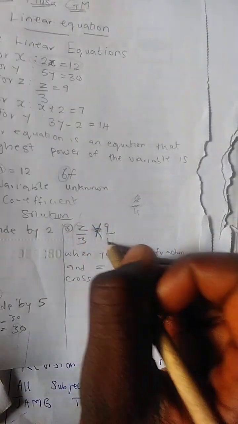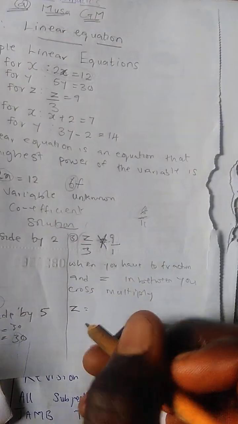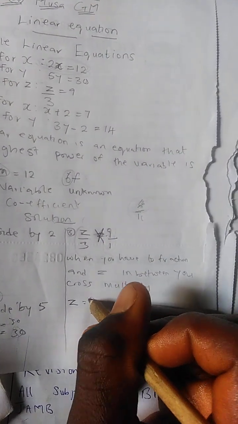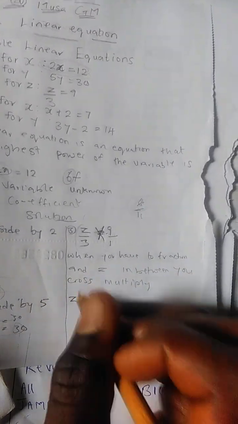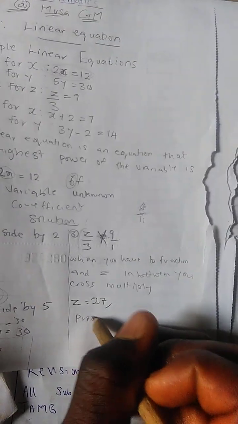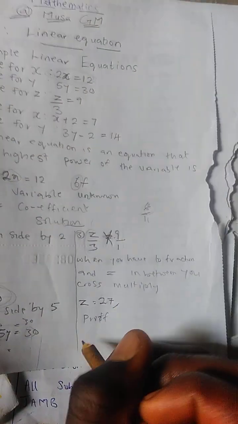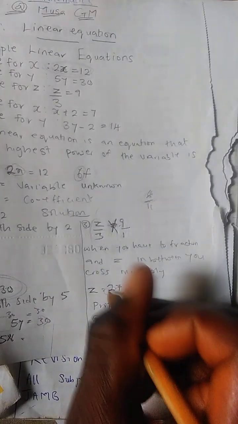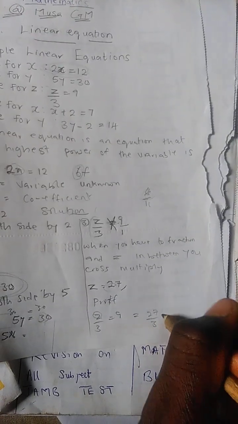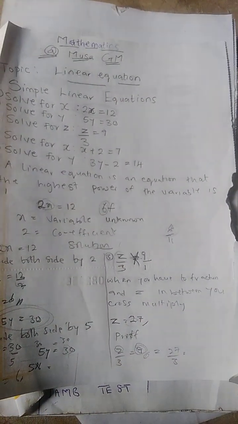Now z is going to multiply with 1, which gives us z, equals 3 times 9, which gives us 27. And that's the final answer. Now for us to check, let's prove it. z over 3 is equal to 9. So 27 divided by 3 is going to give us what? 9. Are you seeing it?